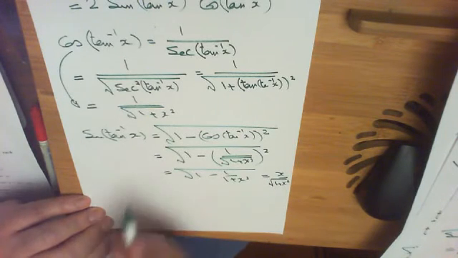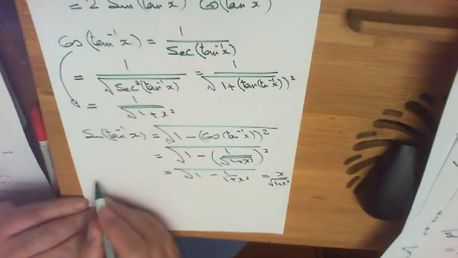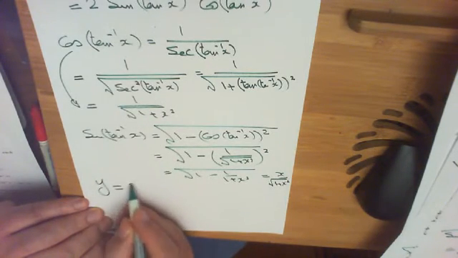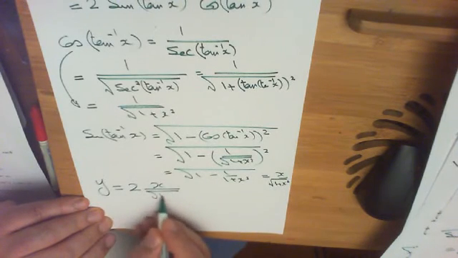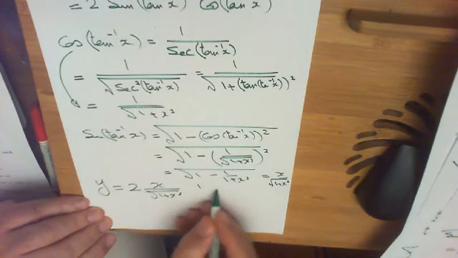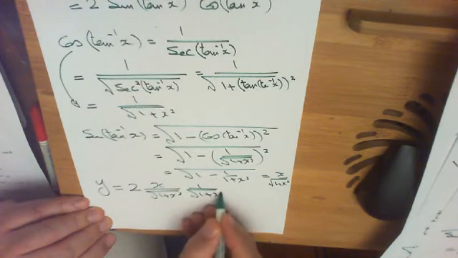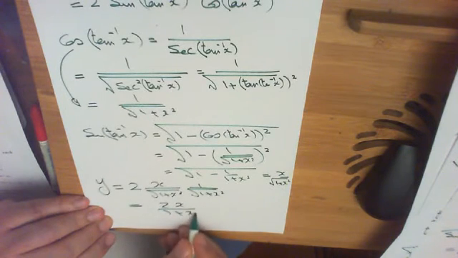Okay, this is sine, this is cosine, so we'll have y, which is twice sine, x over the square root, times cosine, 1 over the square root. Simplify, it is 2x over 1 plus x squared.